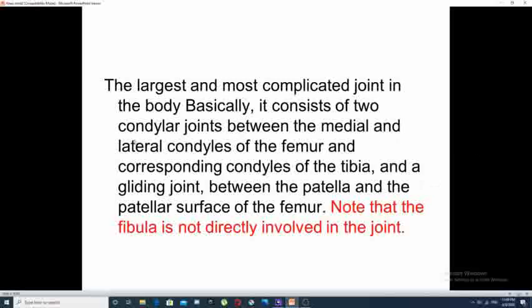Two condylar joints between the medial and lateral condyles of the femur and the corresponding condyles of the tibia, which means the medial and lateral tibial condyles, and a third joint, which is a gliding joint between the patella anteriorly and the patellar surface of the femur posteriorly. Note that the fibula is not directly involved in the joint.